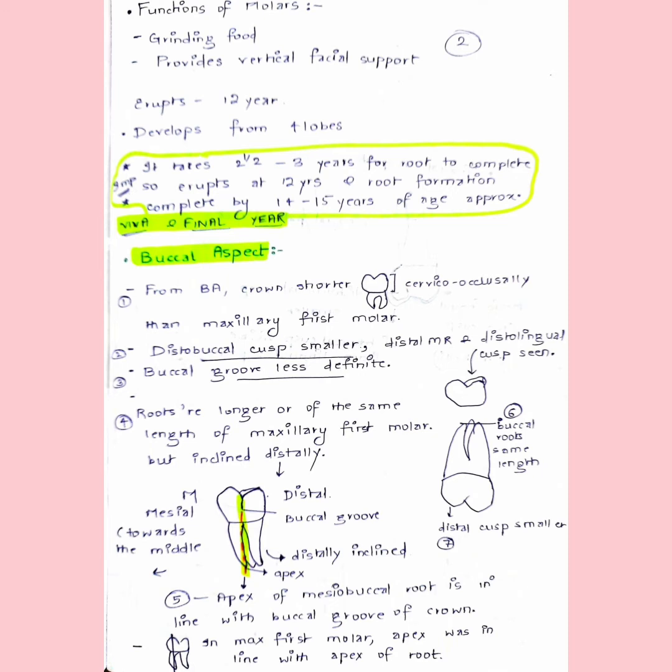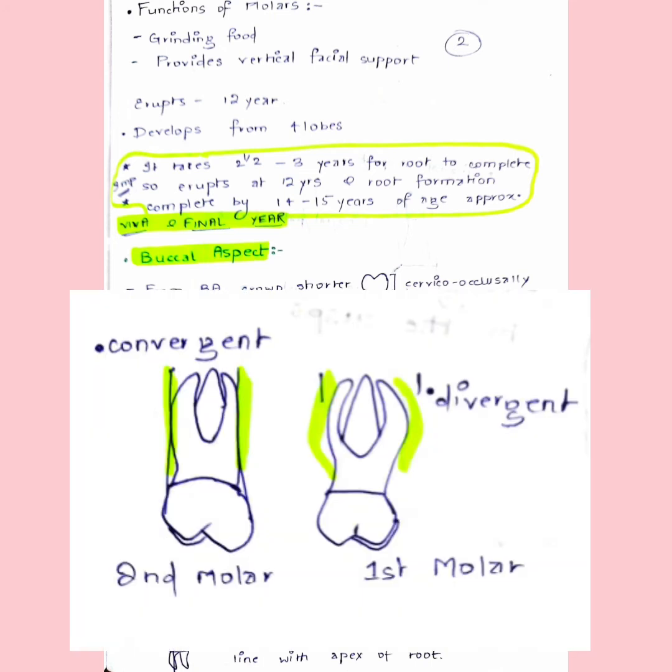The buccal groove here is less definite or less distinct. The roots are longer or of the same length as the maxillary first molar. There is distal inclination to the roots. Because of it, the apex of the mesiobuccal root is in line with the buccal groove of the crown, whereas in the maxillary first molar, the apex was in line with the mesiobuccal cusp tip. You can also add this point in the buccal aspect: the three roots are convergent in the second molar and divergent in the first molar.